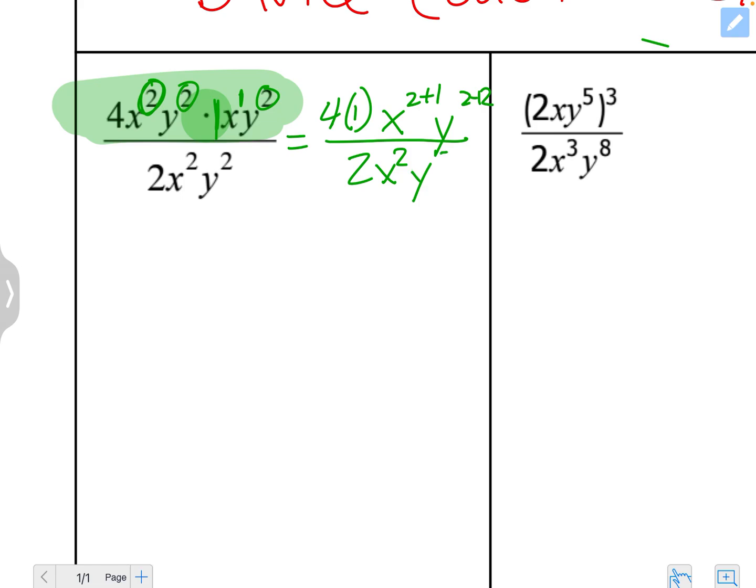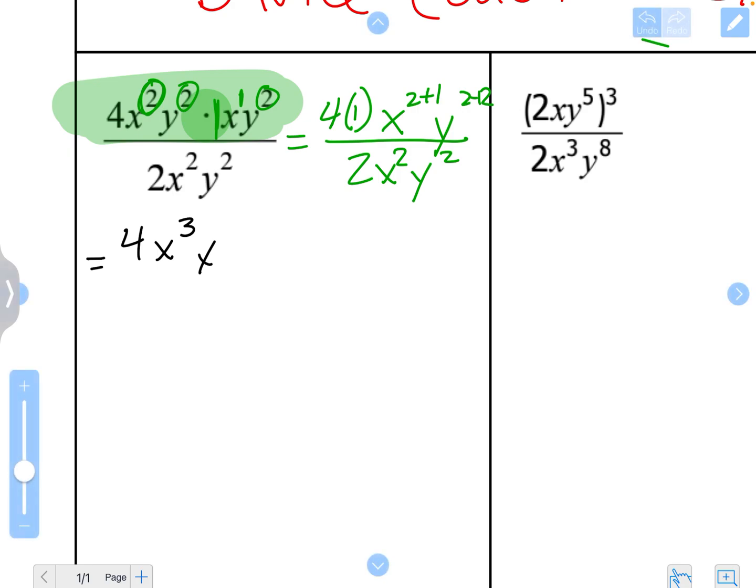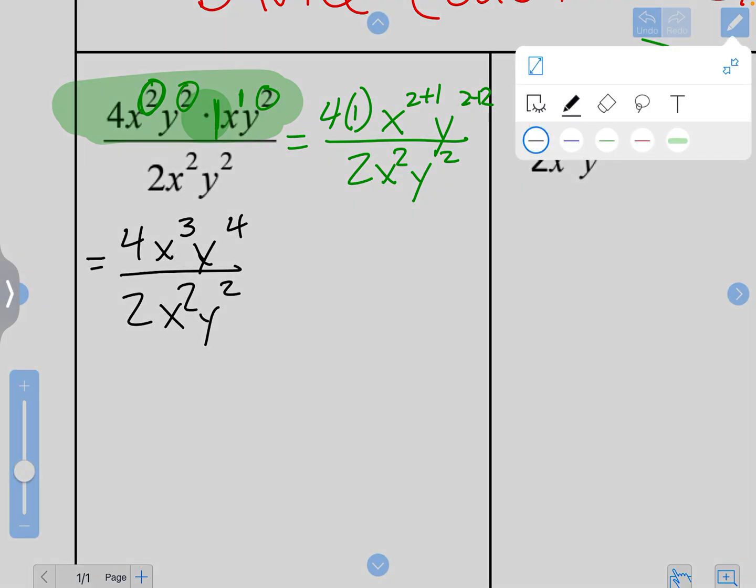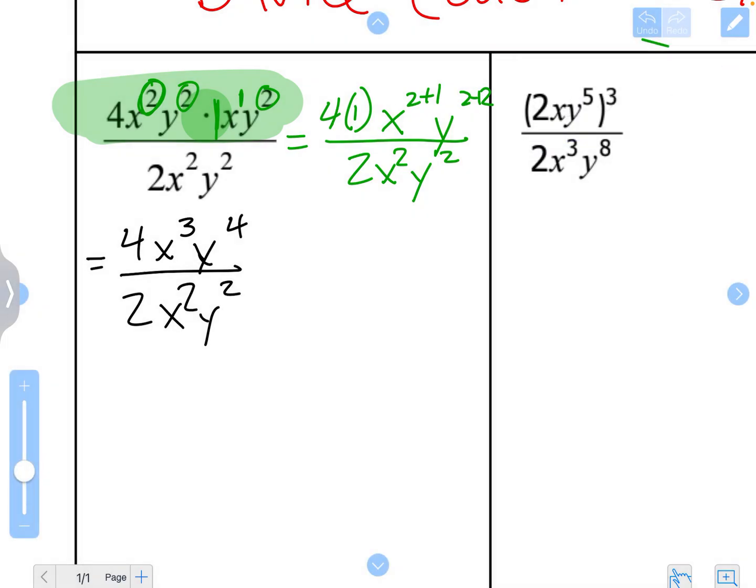2x squared y squared. So now, 4 times 1 is 4. My exponent of x, 2 plus 1, is 3. And my exponent of y, 2 plus 2, is 4. And now we rewrite the bottom: 2x squared y squared. So our last step is we need to divide.